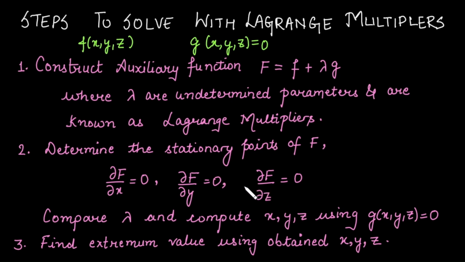After that you will get equations. Compare these equations in terms of lambda and try to compute the relation between x, y, z. Then use the given condition to find the values of x, y, z. Substitute the obtained values of x, y, z into the original function in order to get the extreme value, and that is the last step.